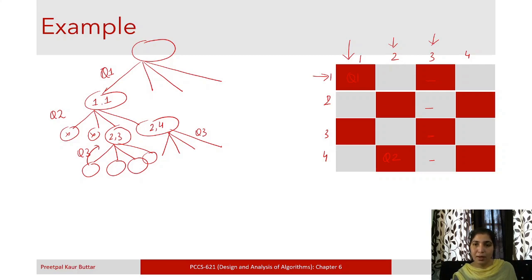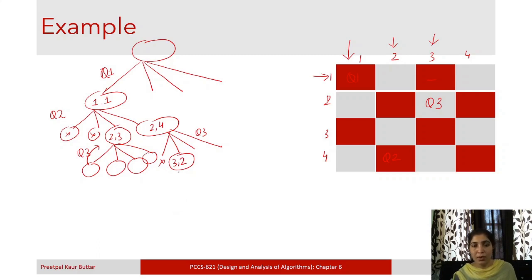And now again, column J means we are looking at the placement of queen 3. Queen 3 can be placed here, but here it will clash with queen 1. So this is not a feasible solution. It can be placed here. Is it clashing with any other queen? No, it is okay, it's good. So queen 3 can be placed here. This solution is looking good. So it means 3 is placed in row 2, right?